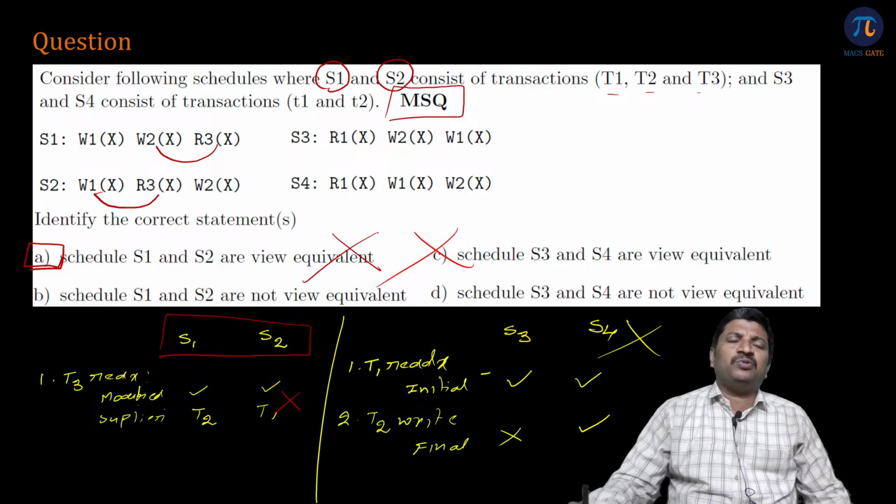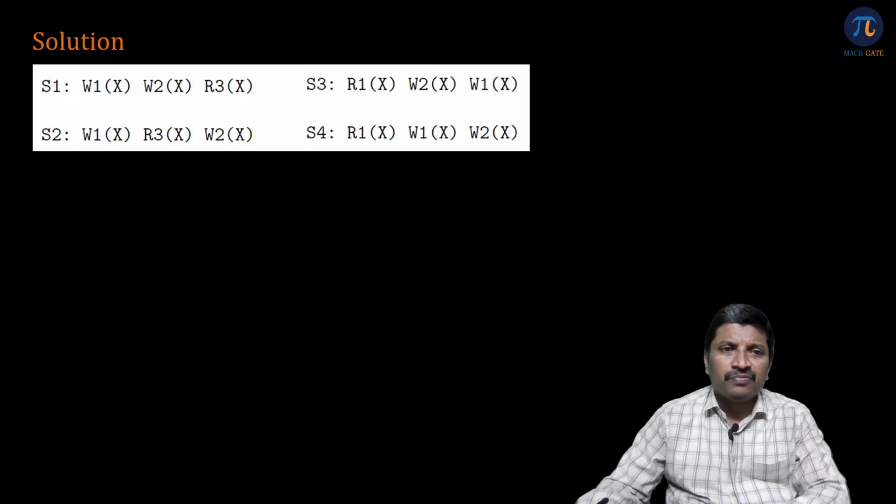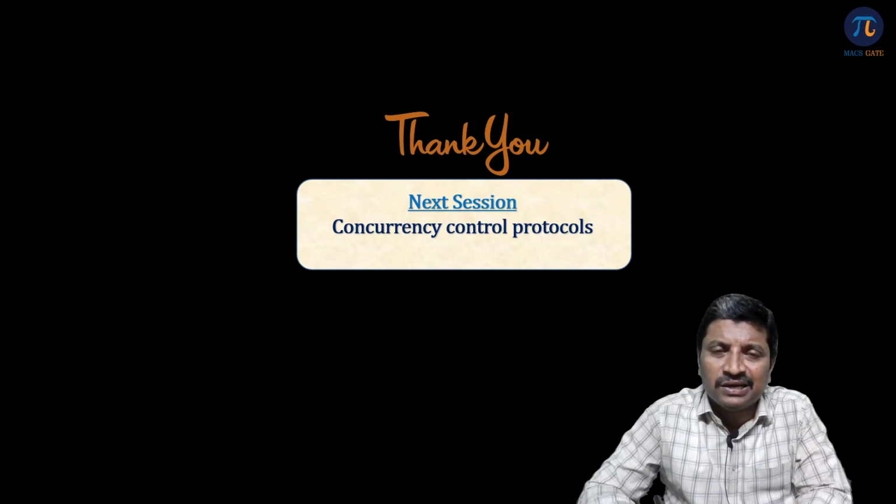So this is the story about view equivalence, conflict serializability and serializable schedules. In the next class, we will see the concurrency control protocols like locking protocols and timestamp based protocols. Thank you.